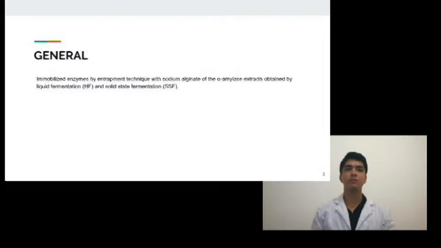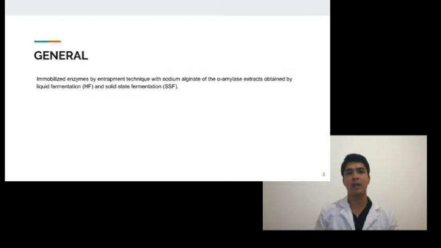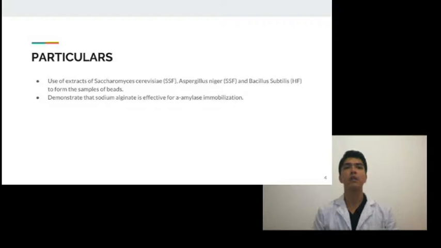Objectives. General: immobilize enzymes by a treatment technique with sodium alginate of the alpha-amylase extracts obtained by liquid fermentation (HF) and solid-state fermentation (SSF). Particulars: use extracts of Saccharomyces cerevisiae SSF, Aspergillus niger SSF, and Bacillus subtilis HF to form the samples of beets, and demonstrate that sodium alginate is effective for alpha-amylase immobilization.